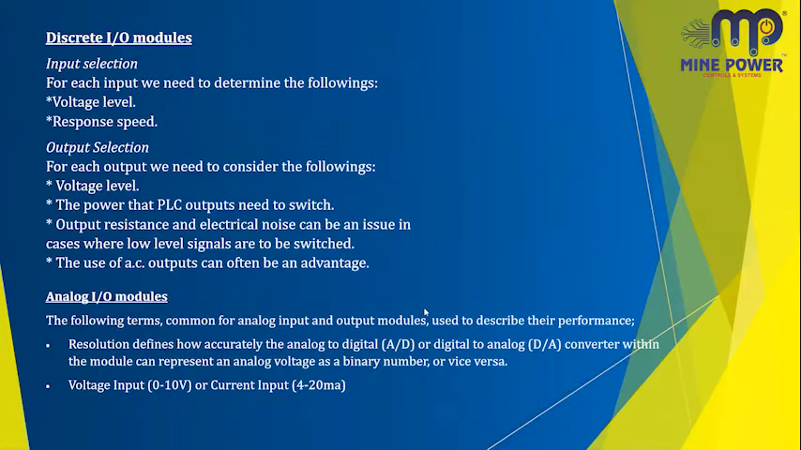Input and output modules are used in the PLC. Most of the time we use digital input and output selection. For the voltage level, when the PLC output needs to switch, resistance and electrical noise can be an issue in cases where low level signals are to be switched, and the use of AC outputs can often be an advantage. Most of the time we use only digital input modules, and analog input modules are used only in rare cases.